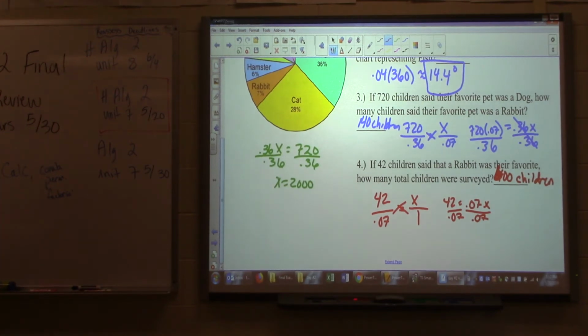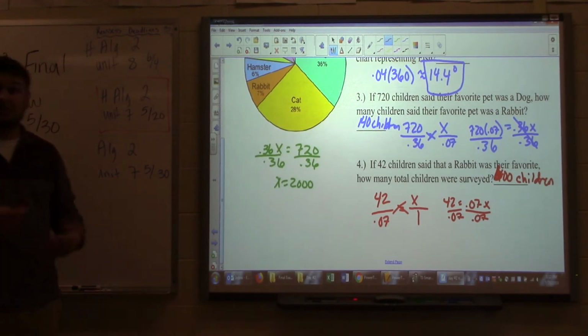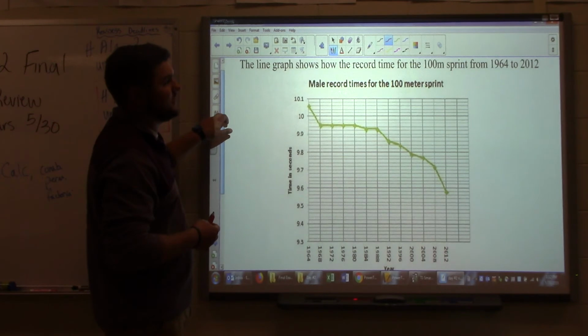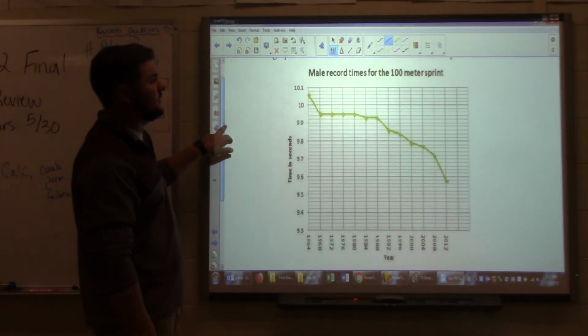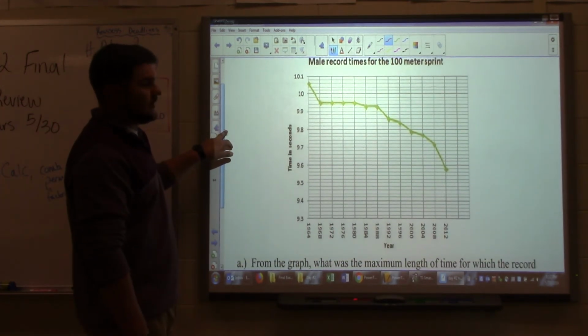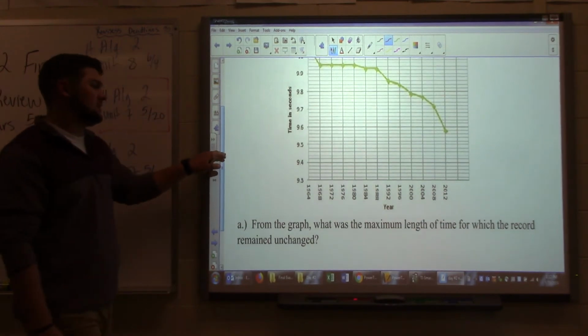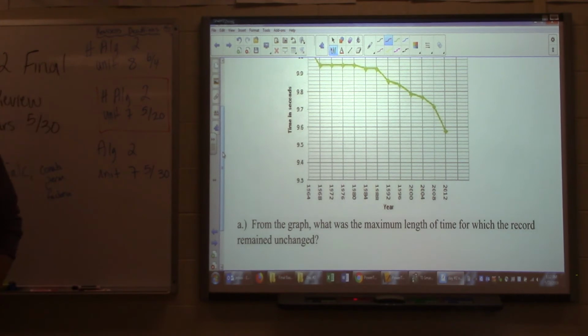Okay, I think we have 2 more graphs to go through. So I'm going to go through a line graph and a histogram. Should be pretty quick. Alright, a line graph shows the record of time for 100-meter sprints from 1964 to 2012. Wow, look at how nice that looks. From the graph, what is the maximum length of time for which the record remained unchanged? Did not change.